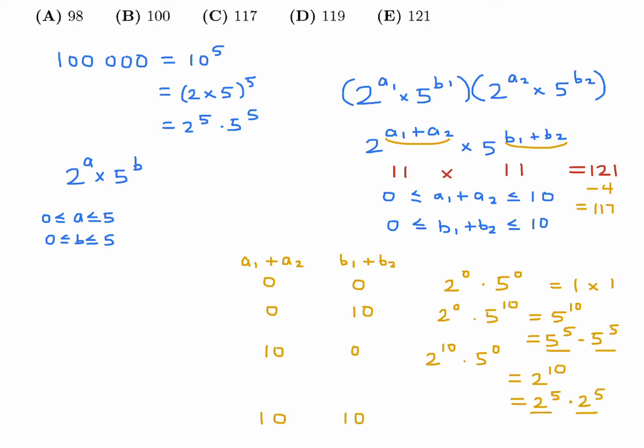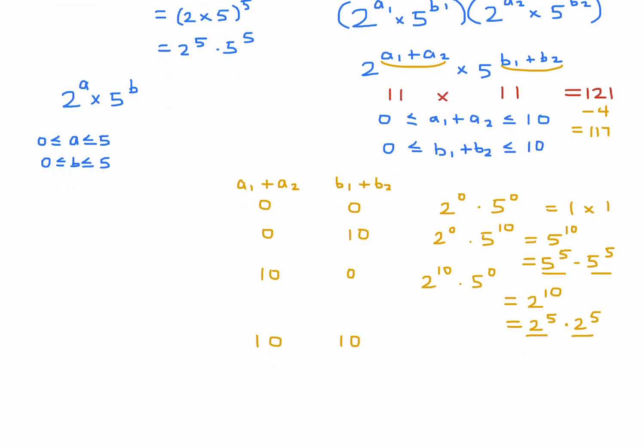And the last one is when you have 10 and 10. So 10 and 10 is basically 2 to the power of 10 times 5 to the power of 10. Now, the only way that could have happened is if you had 2 to the power of 5 times 2 to the power of 5 times 5 to the power of 5 times 5 to the power of 5. And one combination of this would be combining this with that. So it would be 10 to the power of 5 times 10 to the power of 5. And again, those are the same.